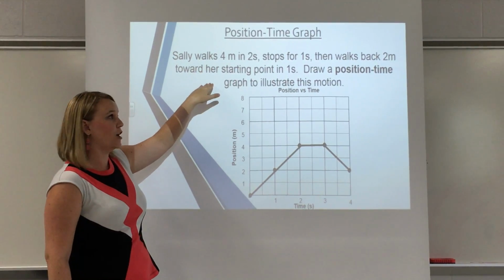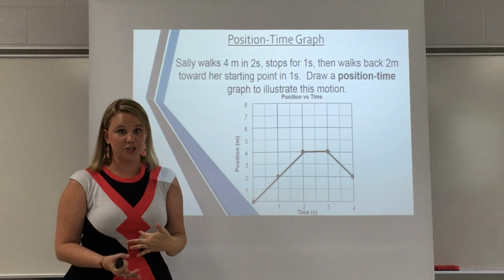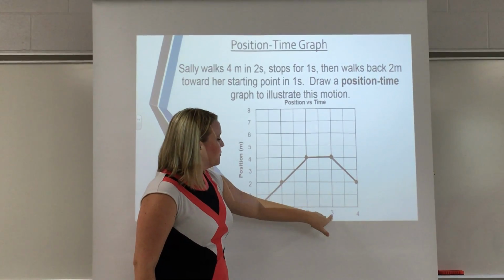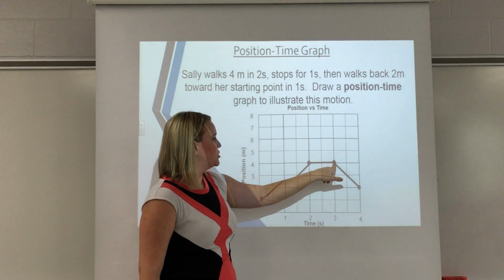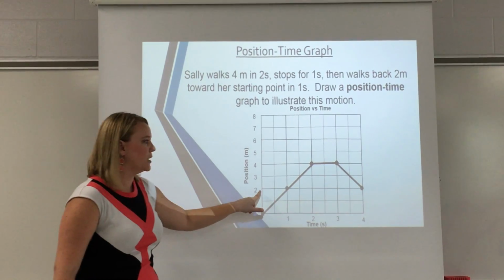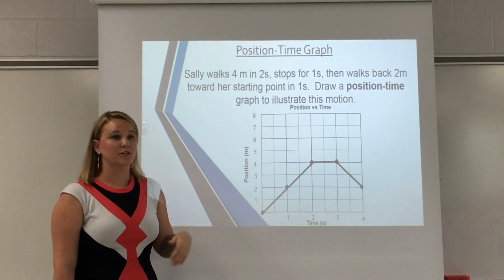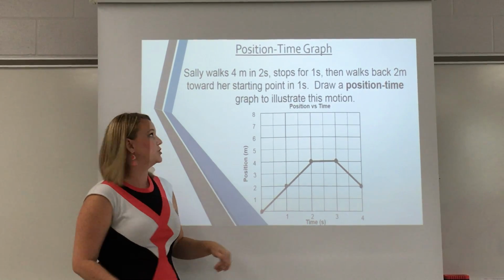Then she walks back 2 meters towards her starting point. Back toward her starting point. She changed her direction, okay? So now she goes 2 meters in 1 second. So from 3 to 4 seconds, she is moving back to 2 meters. And look at the slope of the line. It's now a negative slope line, so she's going to be moving in the negative direction.